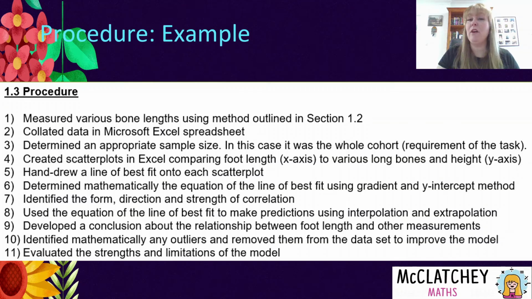So here's an example of a really good procedure. You'll notice that there are a lot of steps. They've left nothing out, but these steps are only like one line at the most.